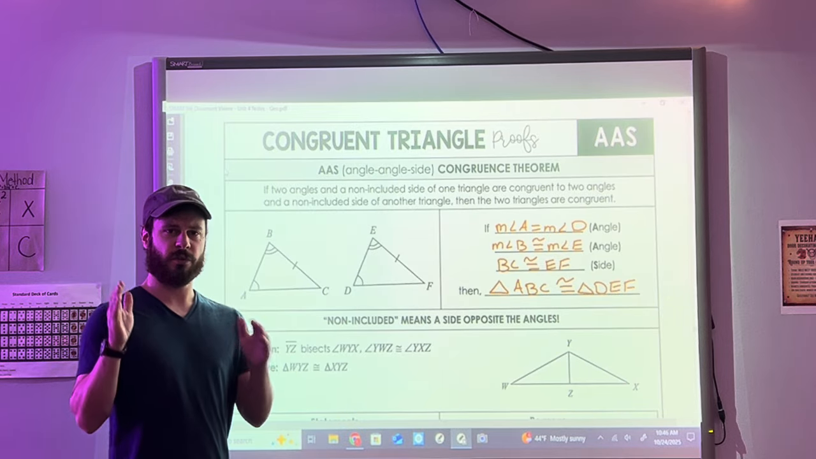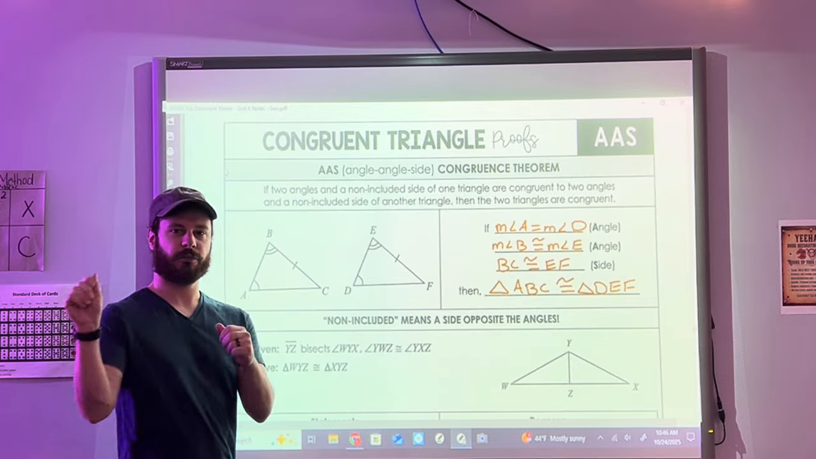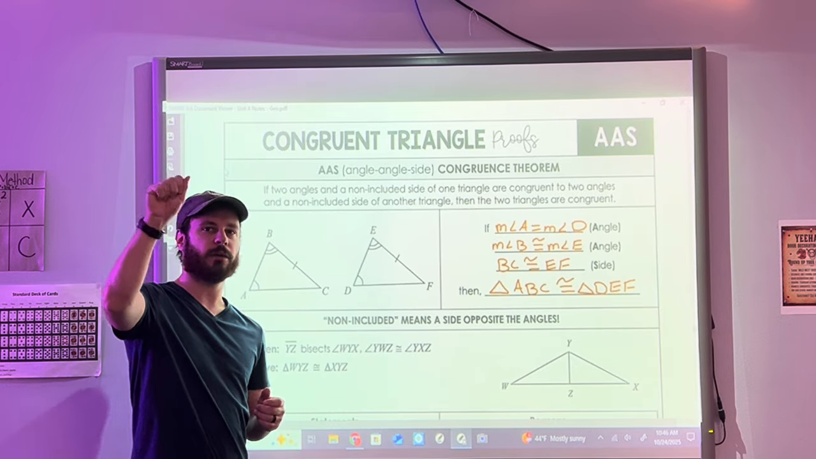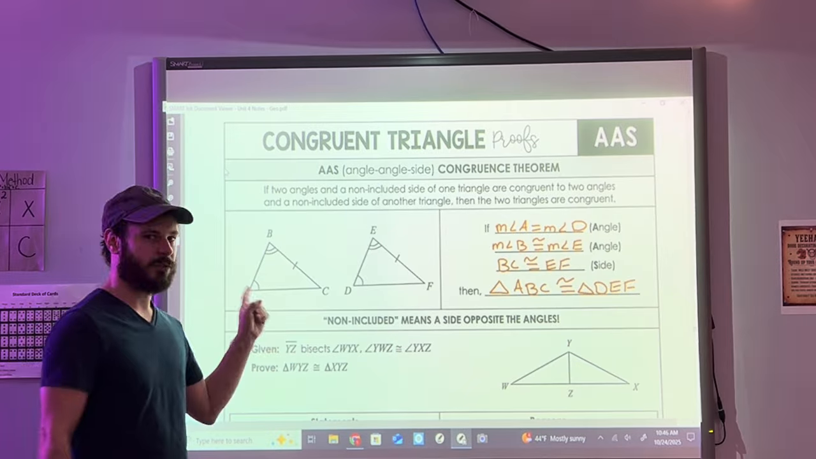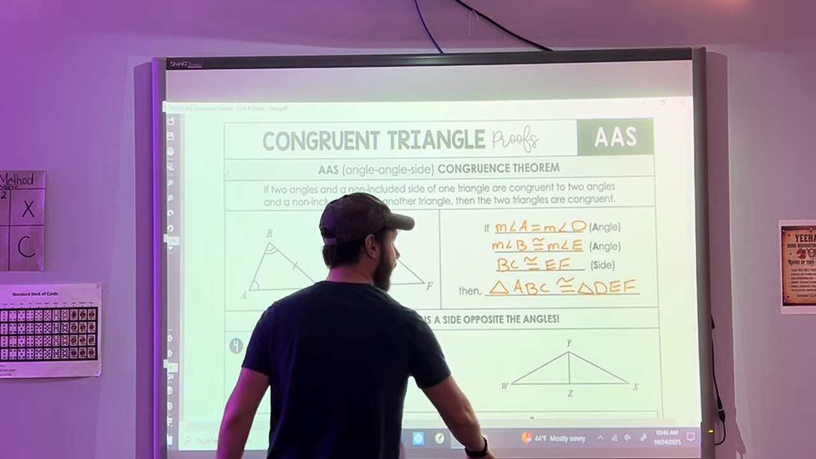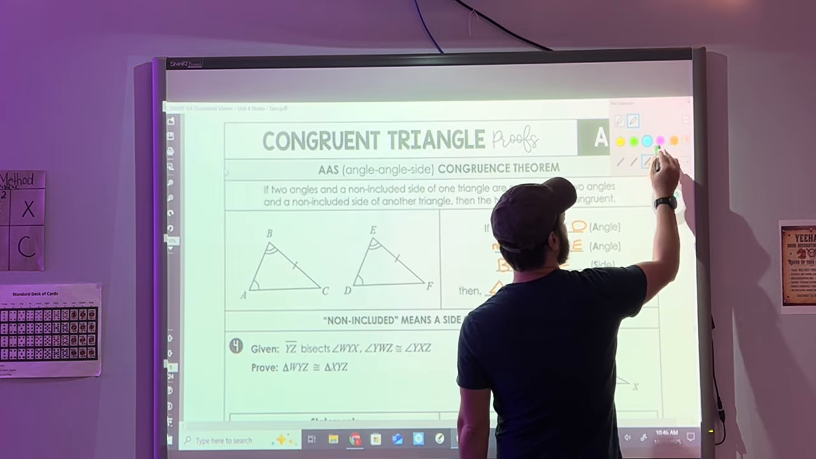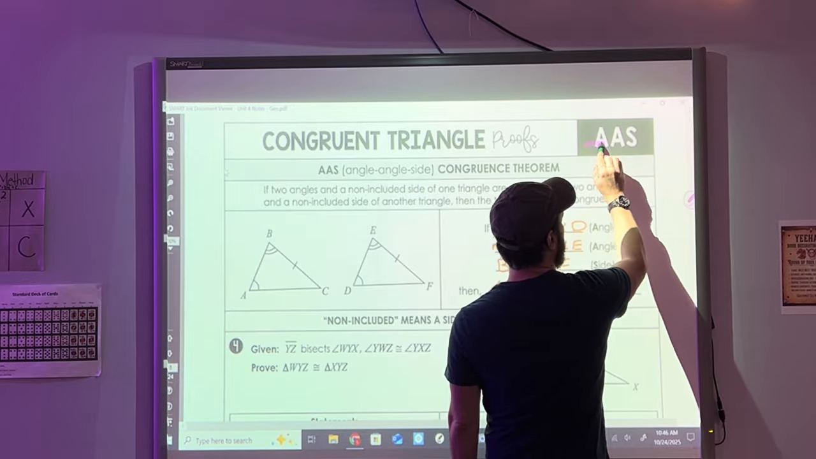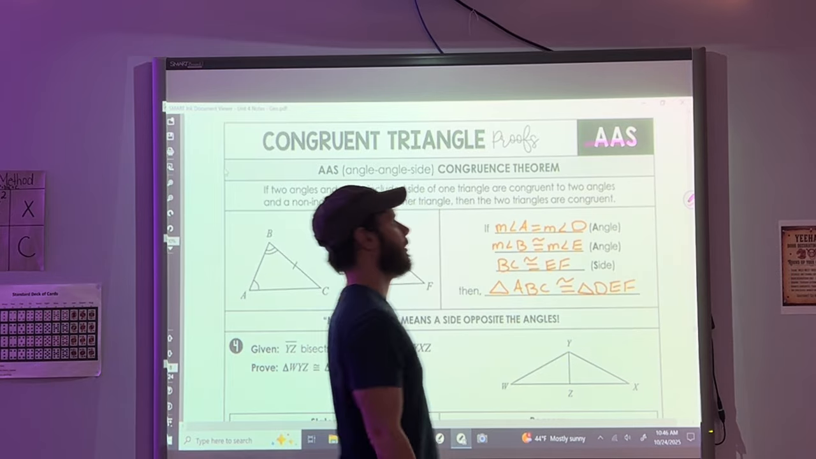We had SAS. It was side, angle, side. It flowed. I went from one side to an angle to a side. This one needs to flow too. It needs to go angle to angle and ends on a side. It needs to go that way.